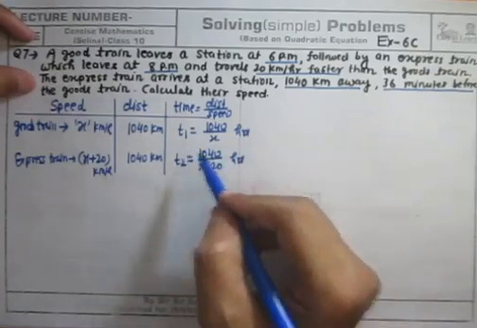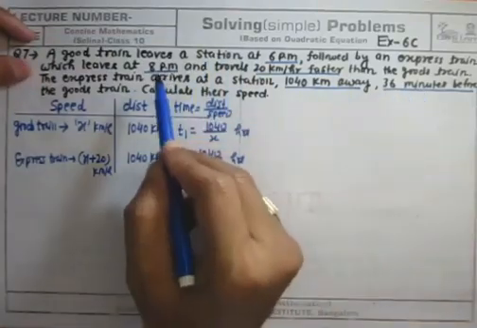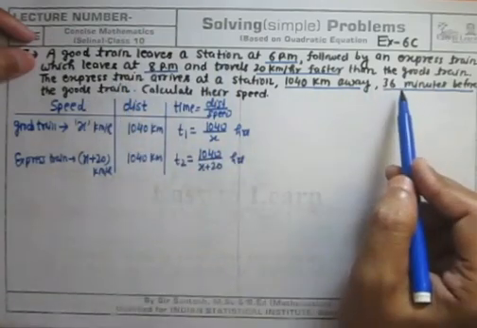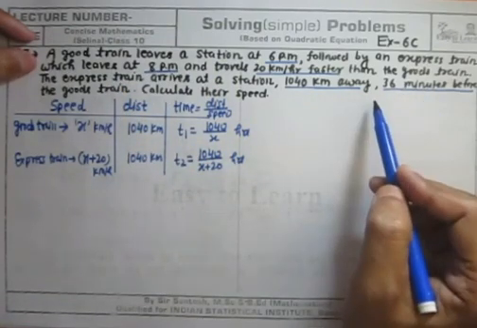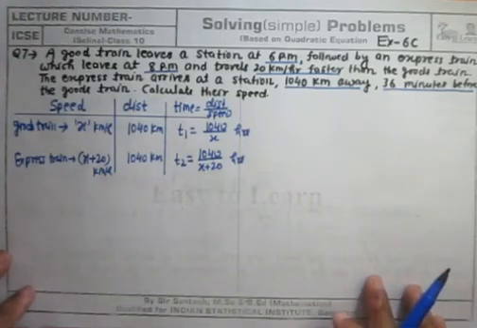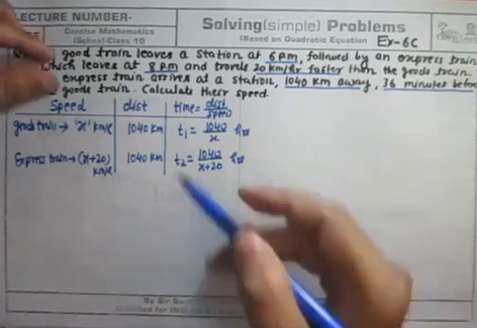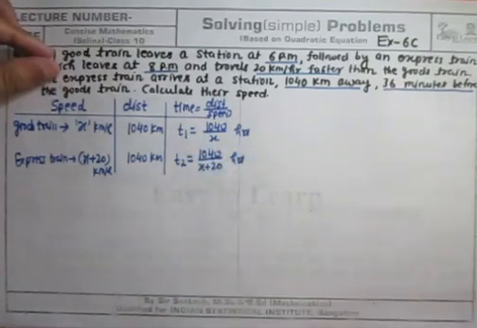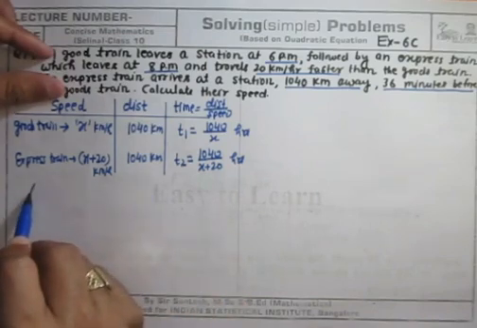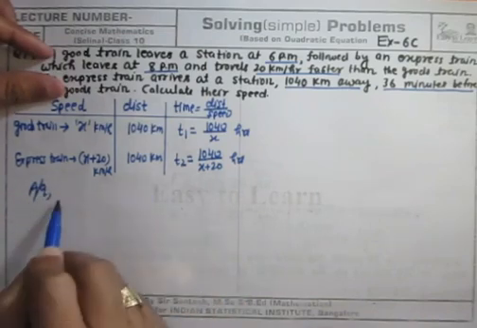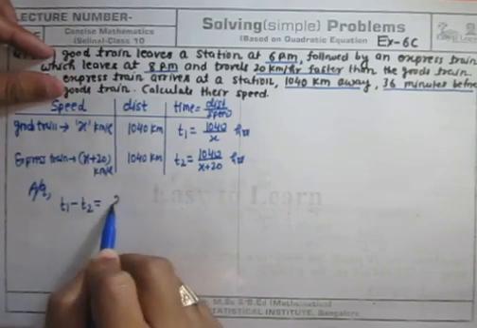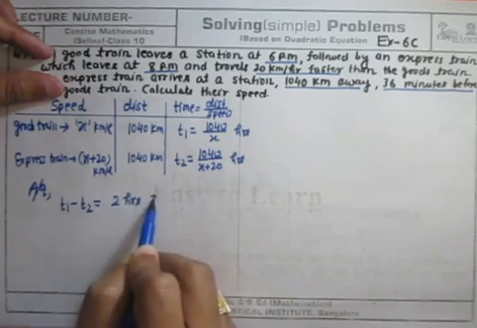Clear? So the difference between these two times will be not 36 minutes. There is already a difference of 2 hours, and the express train is reaching the destination 36 minutes before. That means the total time saved by the express train is 2 hours 36 minutes. The time difference between these two must be equal to what? 2 hours 36 minutes. So according to the question, T1 minus T2 must be equal to 2 hours 36 minutes.